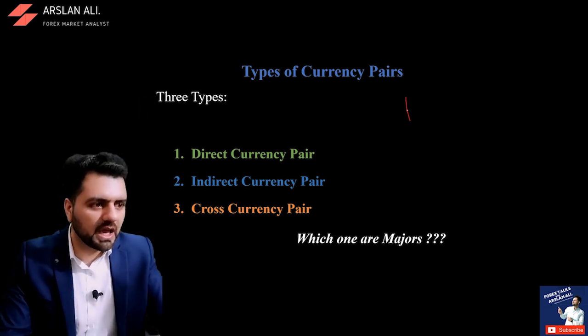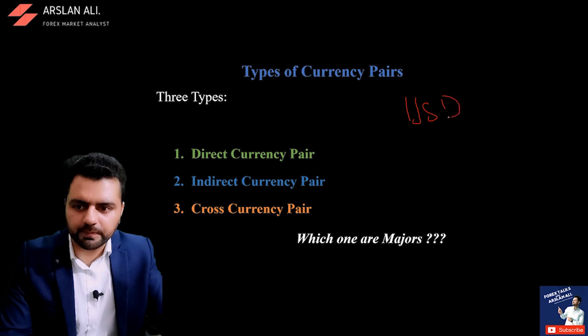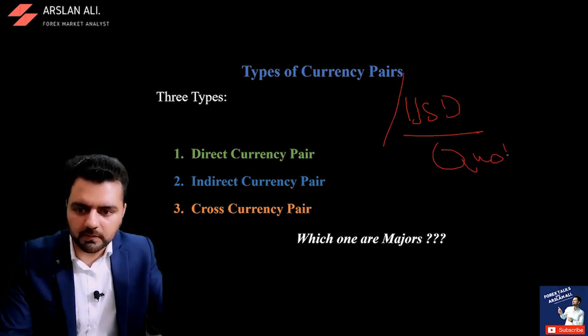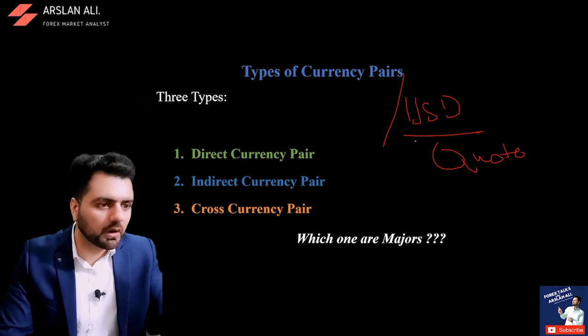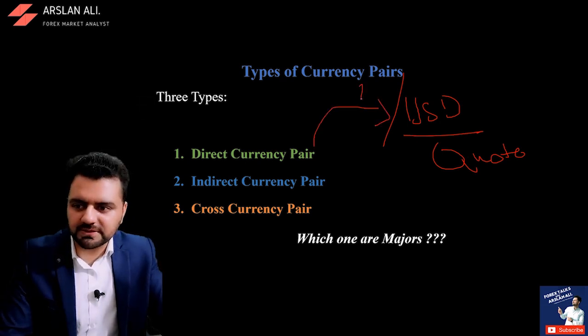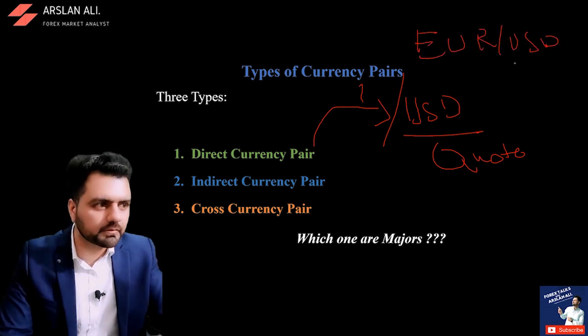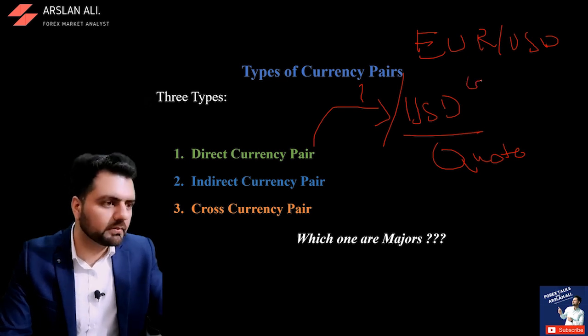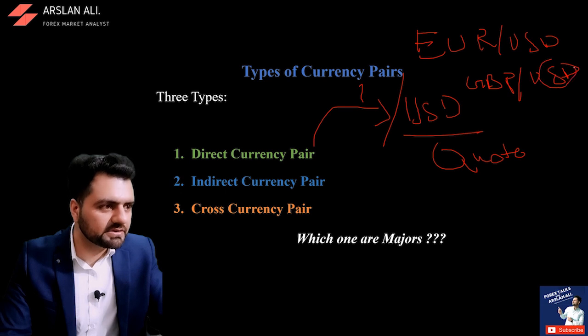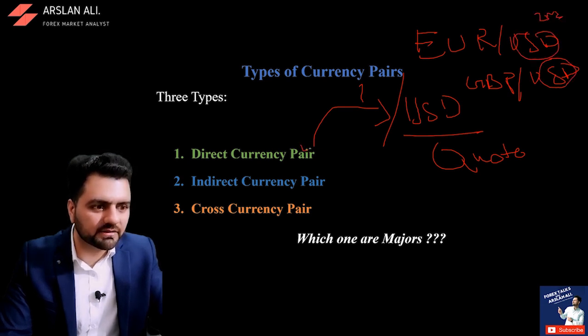Okay, when we have US dollar as a second currency or as a code currency, this is what we call the direct currency pair, which means that the upper currency can be anyone. It can be Euro USD, it can be GBP USD, but the thing is, US dollar here is a second currency. This is what we call direct currency pair.